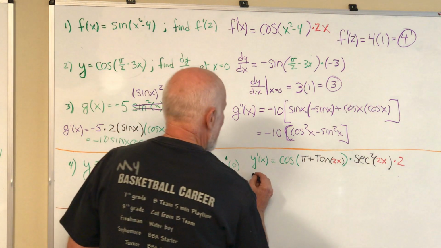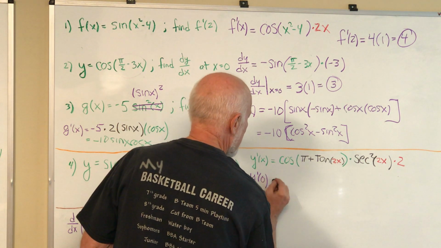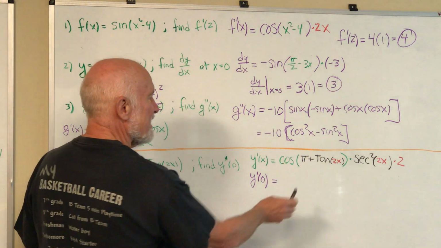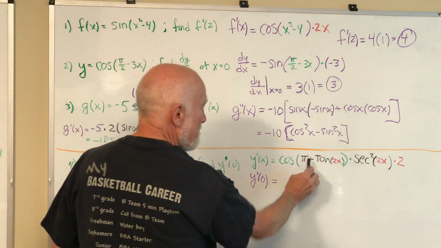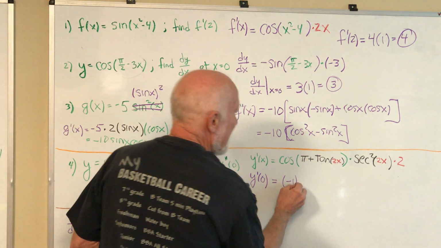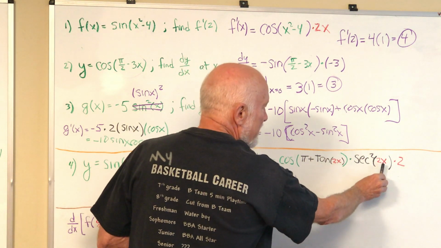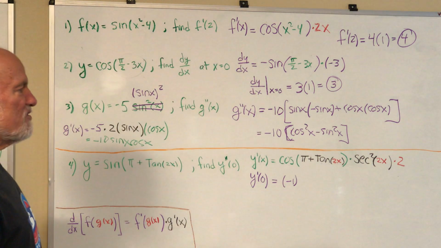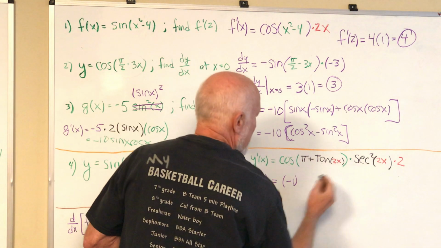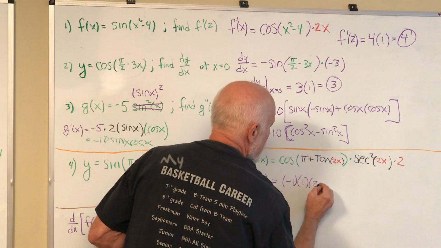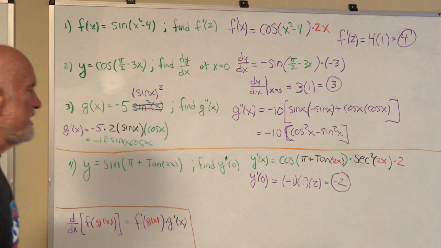So, altogether, if I want to find y prime of 0, what am I going to get? Well, the tangent of 0 is 0, so you have the cosine of pi, which is -1. The secant of 0 is 1 over the cosine of 0, which is 1. 1 times 1 is 1, so all of this just becomes 1 times 2. So the whole answer just comes out to be -2.